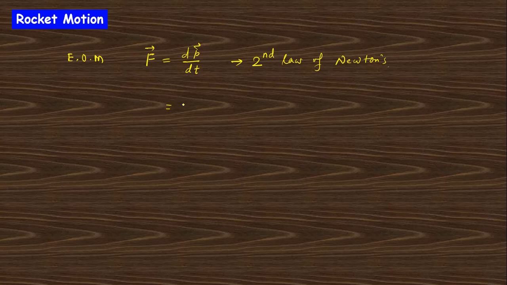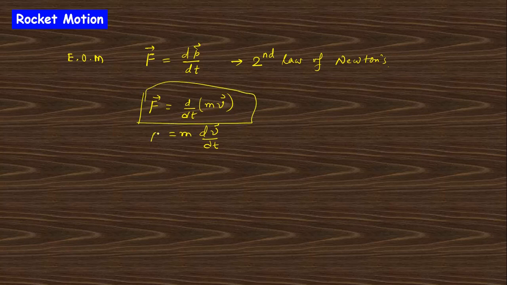Here in the previous problem we took the mass as a constant, that is p equals mv, and if mass is constant we write m dv/dt. But in the case of rocket motion, when the mass or the fuel is ejected, the mass is not conserved, so in that case we must use the equation F equals dp/dt. We cannot go to the other equation; when mass is not conserved, we must return to this equation and solve it.